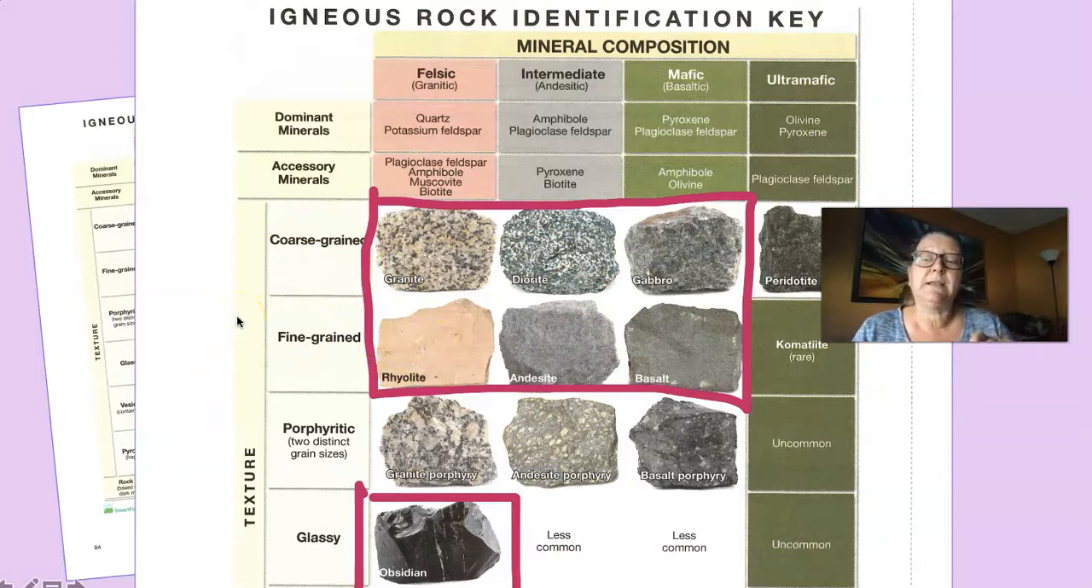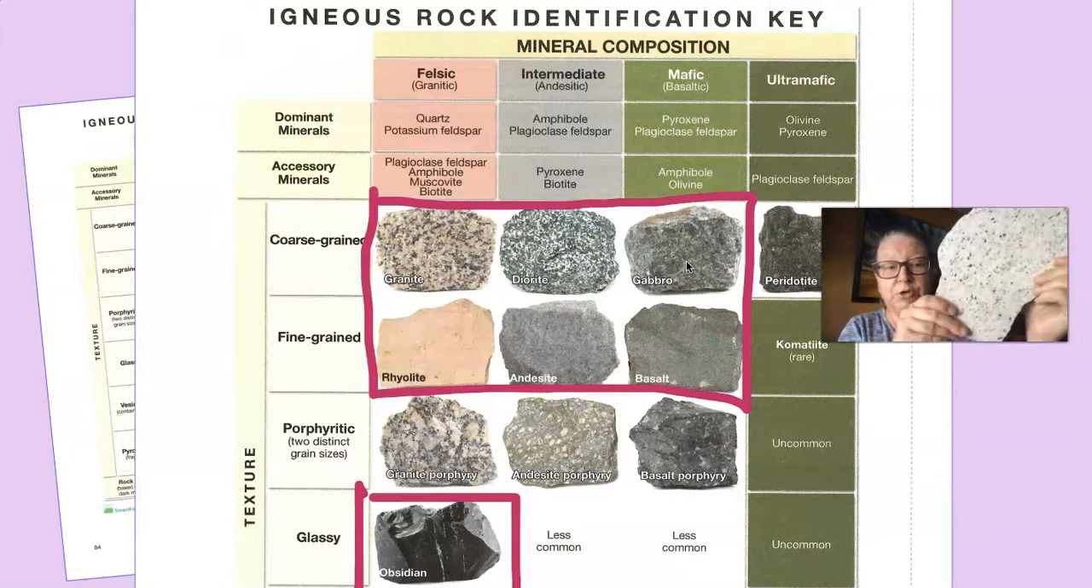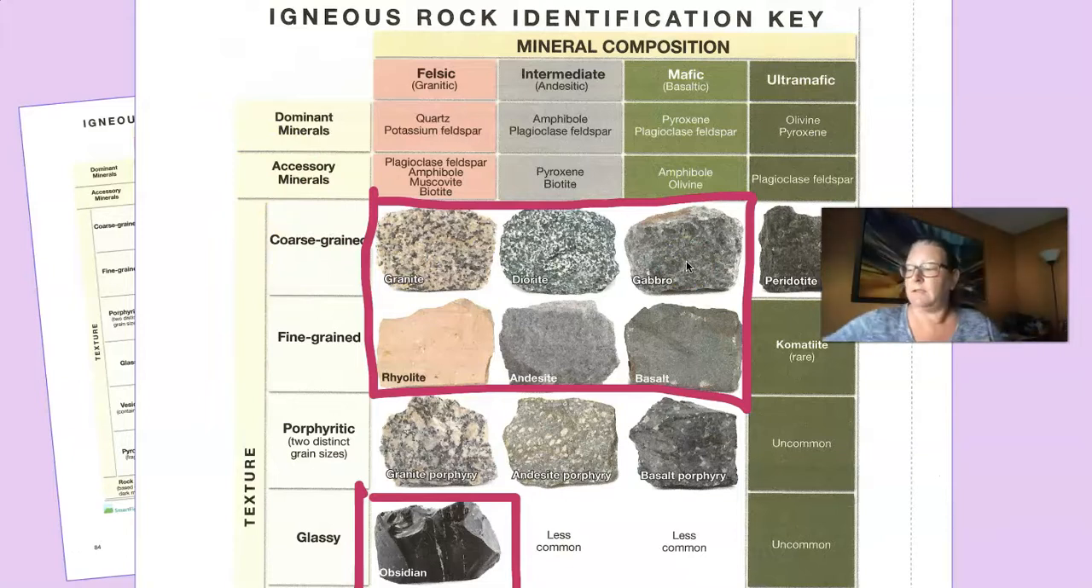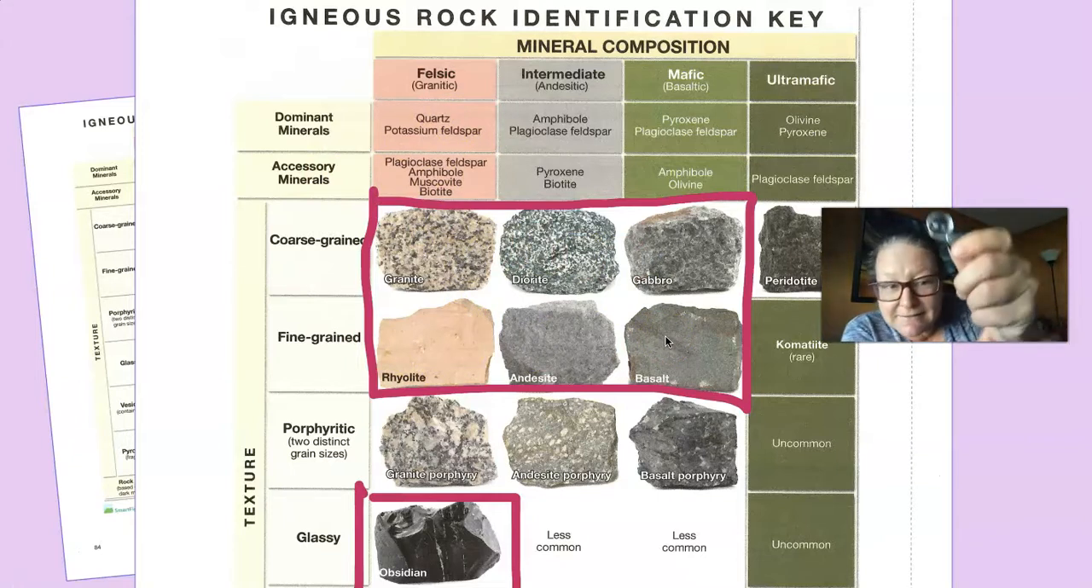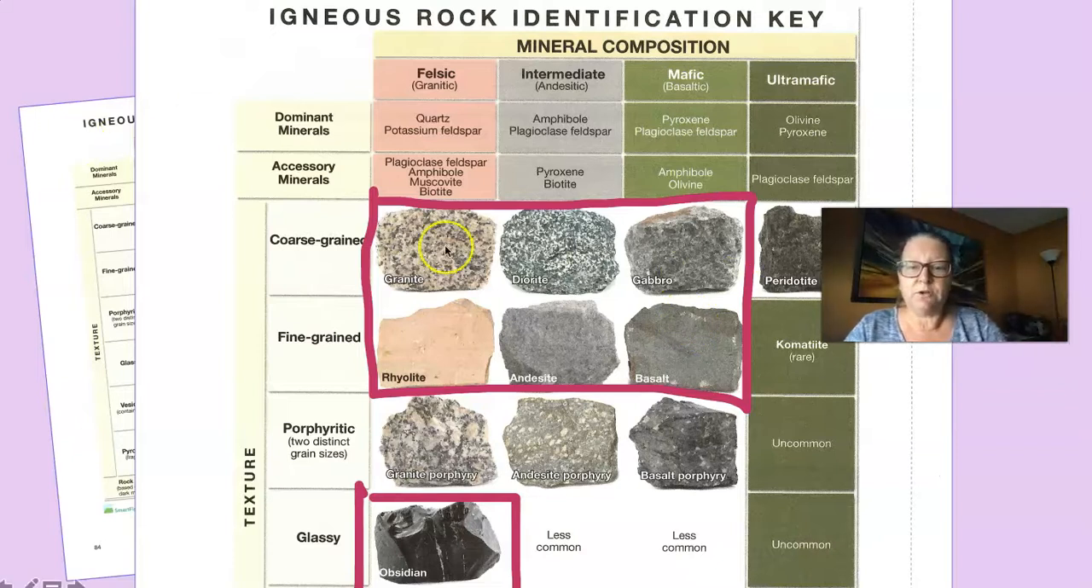And texture means the size of the mineral grains. It doesn't mean whether it's smooth or rough. So a coarse grain texture means that you can see the actual mineral grains. And that's this rock that I showed you earlier where you could see the actual minerals. The fine grain ones are too small to see. You could see them if you had a microscope slide, or maybe if you looked really carefully with your hand lens. So that's going to be one direction of the table.